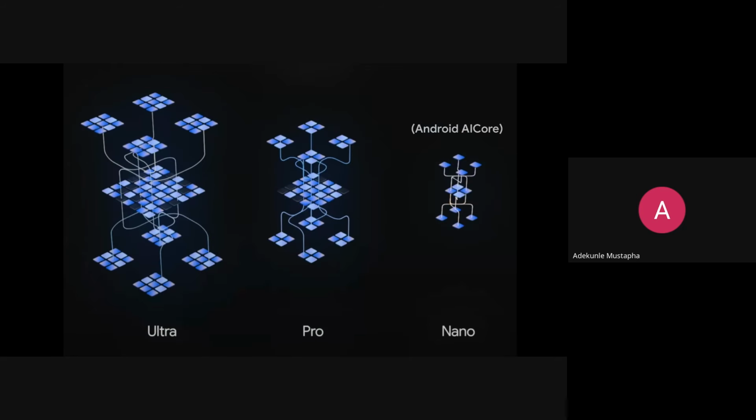So there are three Gemini sizes. We have the Ultra model, which is the most capable and largest model for more complex AI tasks. Then we have the Pro model. This model is the best model for scaling across a wide range of tasks. So the 1.0 Pro model is available, and the 1.5 is also available.